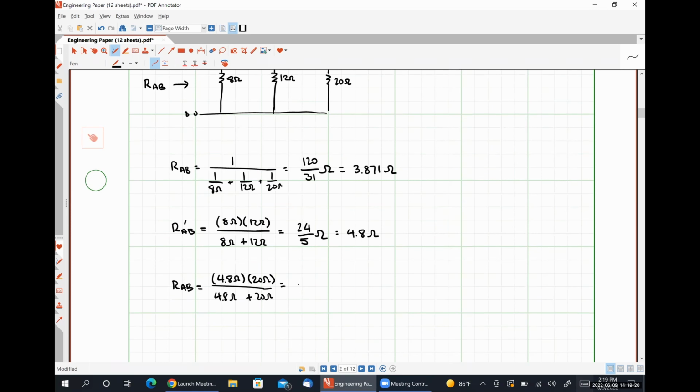And we get 3.871 ohms. So we got the same result either way we approach this, okay? Typically speaking, when I have exactly two resistors, I use the shorthand method, and whenever I have more than two resistors, I rely on the reciprocal based relationship. All right, so any questions regarding combining parallel resistances?